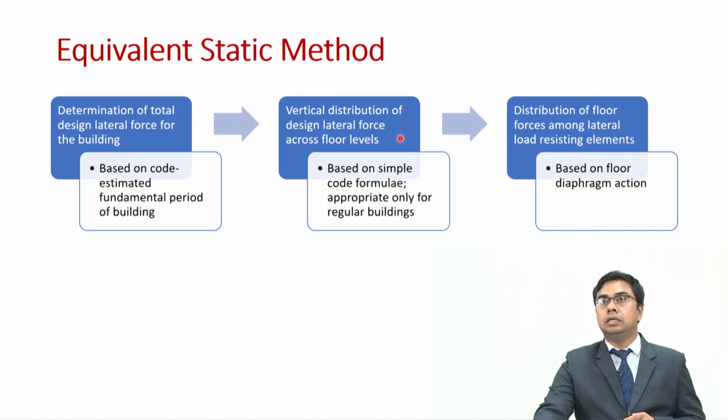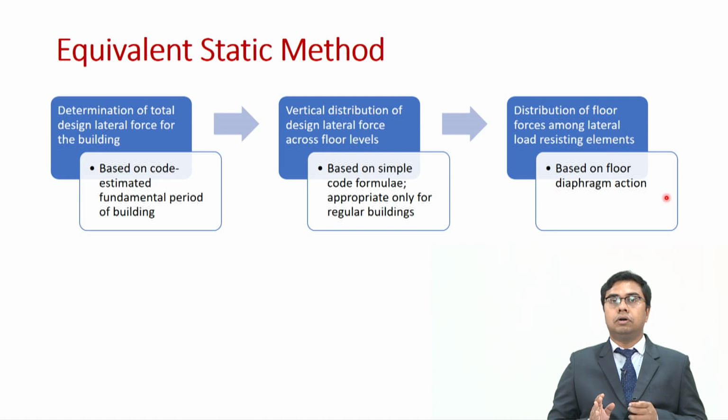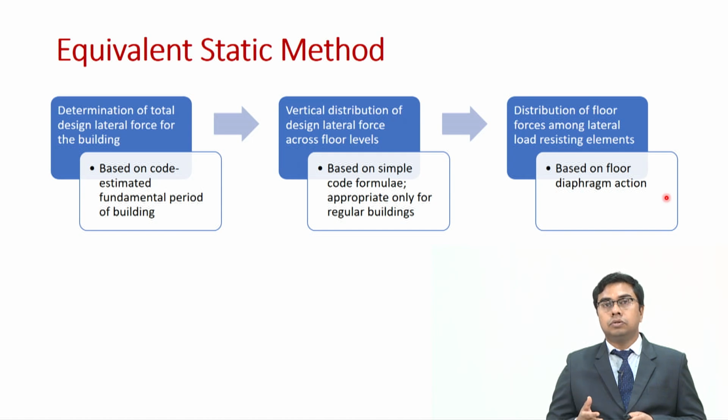After obtaining the design floor forces, we obtain the story shears in various stories and then distribute those among various lateral load resisting elements based on floor diaphragm action. We have seen that if our slab is able to provide a rigid diaphragm action, we distribute the force in proportion to the stiffness of various lateral load resisting elements, which are columns and shear walls. If the slab is not able to provide rigid diaphragm action, or the diaphragm action is flexible in nature, in that case we have to consider the flexibility of the diaphragm.